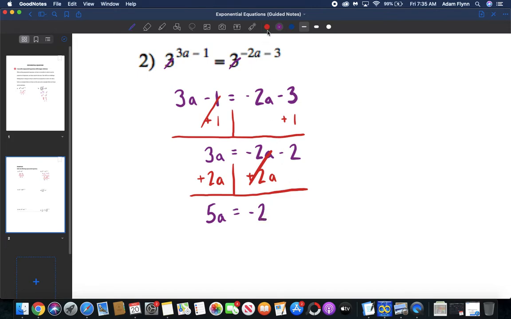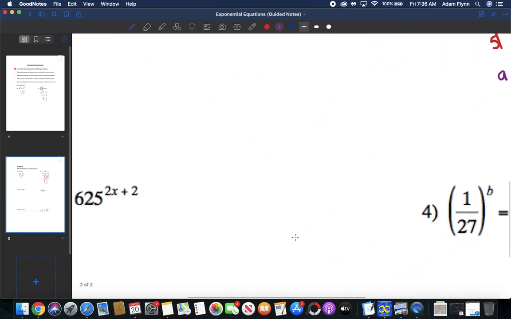My last step to isolate my a will be to divide by 5. Fives are going to cancel on the left side. So I'm left with a equals negative 2 over 5, which you can just leave because we can't simplify that fraction. All right, let's move on to number 3.